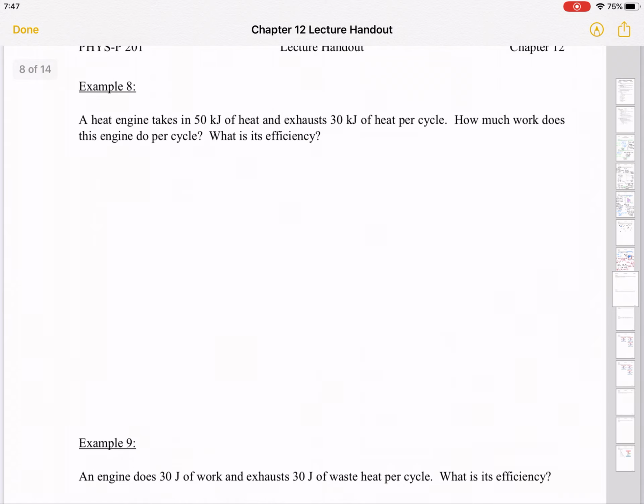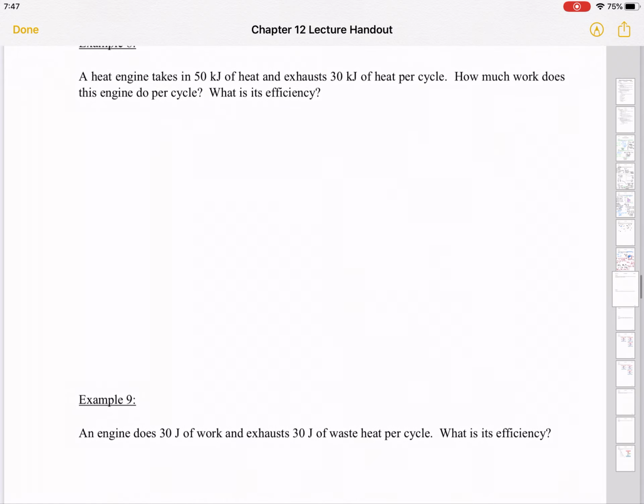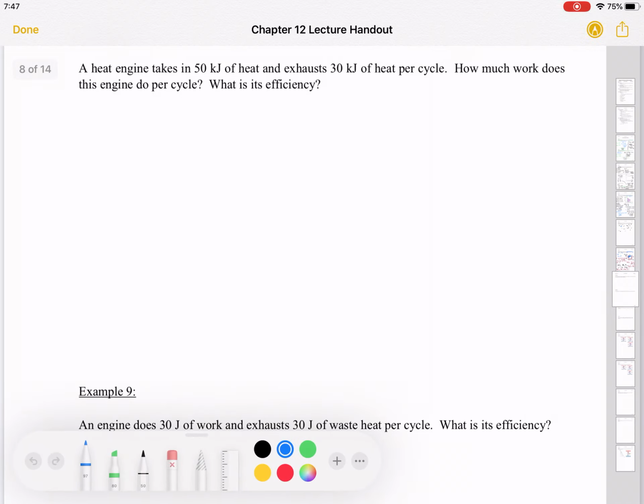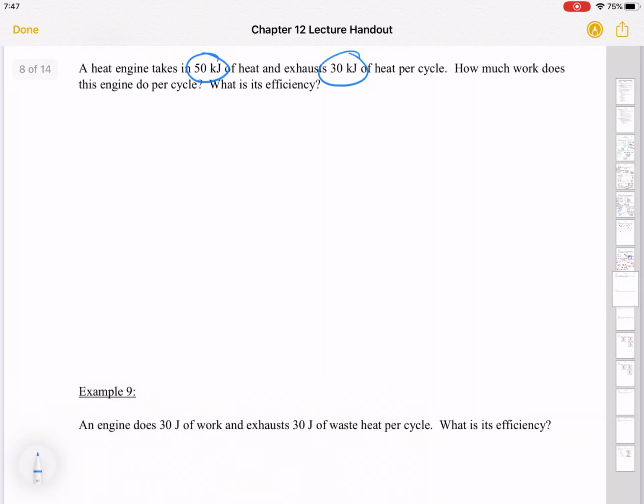So here's an example. A heat engine takes in 50 kilojoules of heat and exhausts 30 kilojoules of heat per cycle. How much work does it do, and what's its efficiency? So we're asking what is the work and what is the efficiency, and we're given Q hot and Q cold.